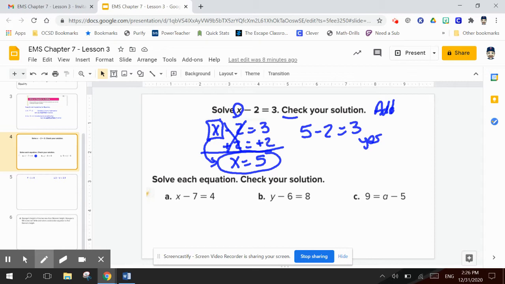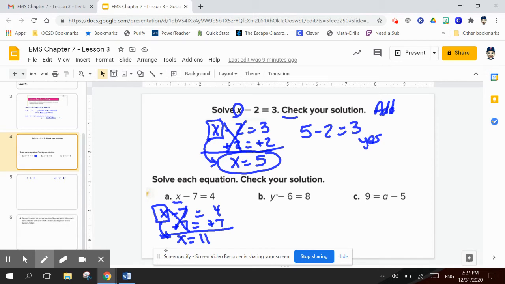So let's solve these down below. X minus 7 equals 4. Just like in this example up here, the variable is in front of the subtraction sign, which means we have to add to find the value. So x minus 7 equals 4. To get x by itself, I need to add 7 to both sides of my equation. 7 minus 7 is 0. Those cancel out. I'm left with my variable x. 4 plus 7 is 11.